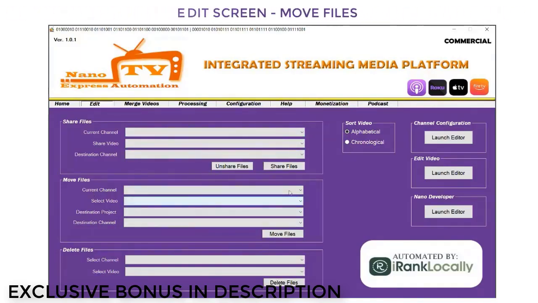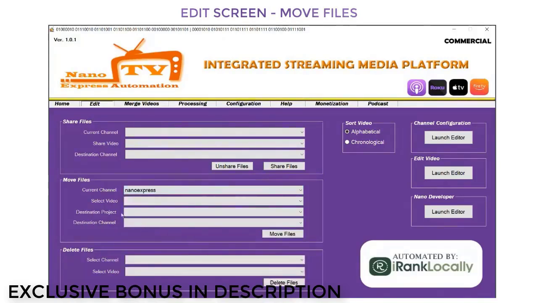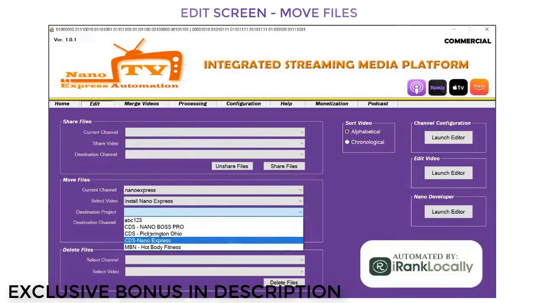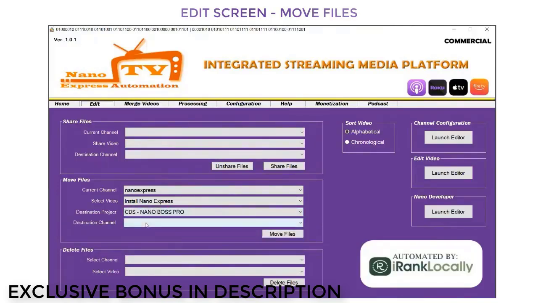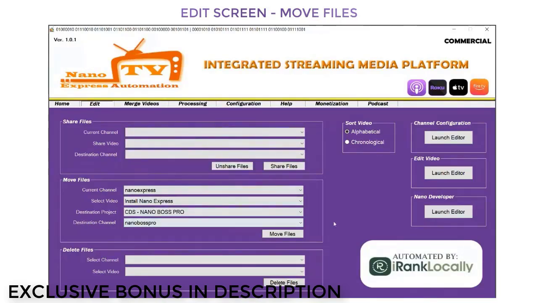Moving files is a different thing, because I'm going to take the file from Nano Express. So now I have to select the video from Nano Express, and now I have to say the destination project, which is, where do I want to put it? Maybe I want to put it on NanoBoss Pro. So what this is saying basically is that it's going to take this video from Nano Express, remove it, and put it on NanoBoss Pro.